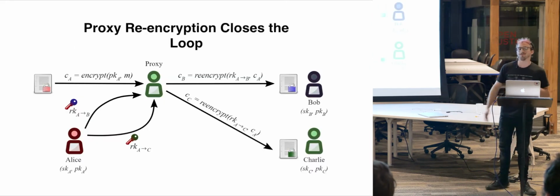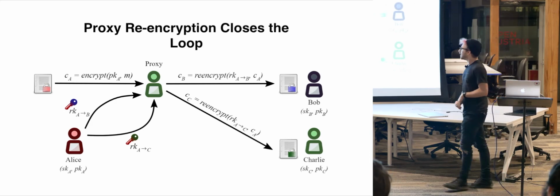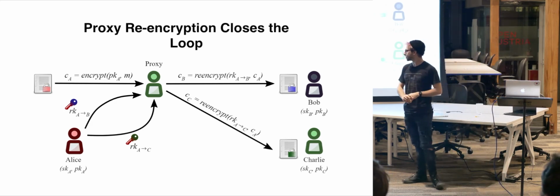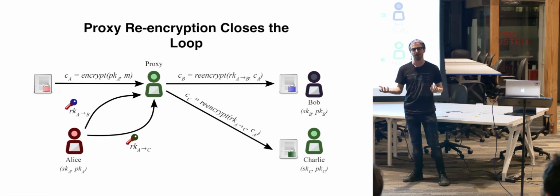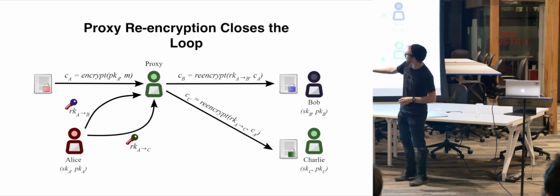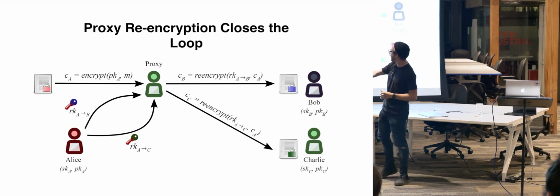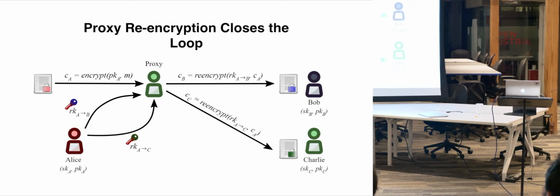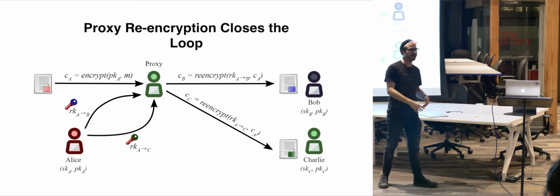So we say that proxy re-encryption closes this loop. Essentially, what you see here is that proxy re-encryption is a method where normally Alice will encrypt something with Bob's public key. Instead, Alice can encrypt something with her own public key and then generate a re-encryption key for the recipient, and then pass along that re-encryption key to what we call a proxy. And then that proxy performs the re-encryption, and that then allows Bob or Charlie or whoever to gain access to that data.